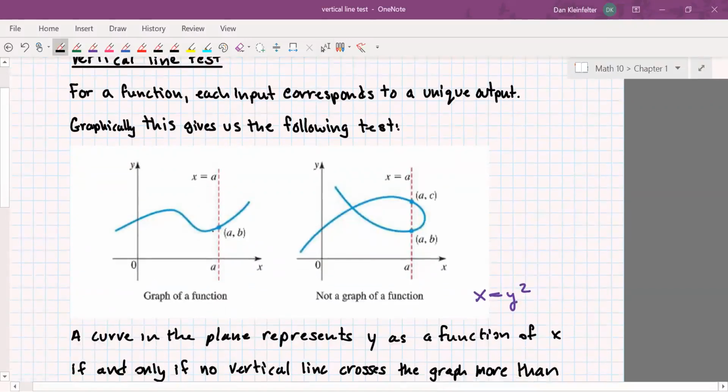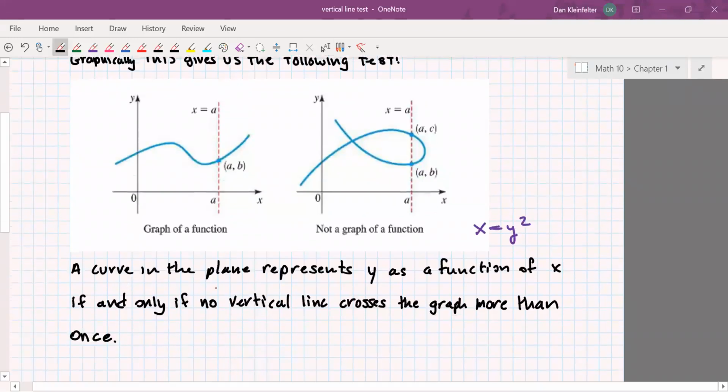On the left side, you see that if I were to draw a vertical line anywhere in this graph, it's going to cross through the graph at most once or only once. Whereas that's not true for the graph on the right. For the graph on the right, for an x value of a, there are 2 different y values. For the graph on the left, when x is a, the only y value to choose from is b. In general, a curve in the plane represents y as a function of x if and only if no vertical line crosses the graph more than once.